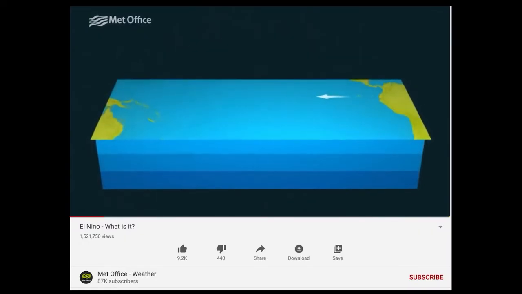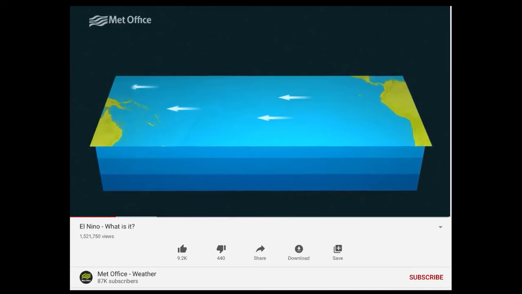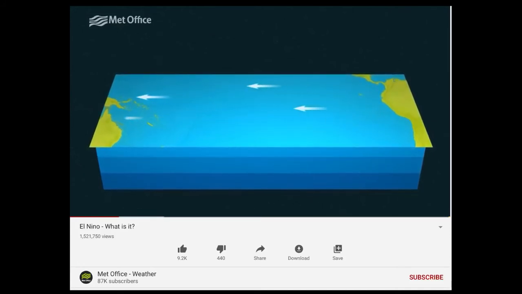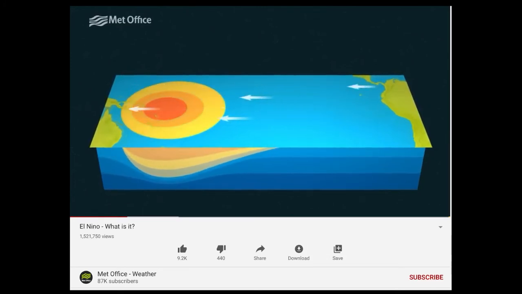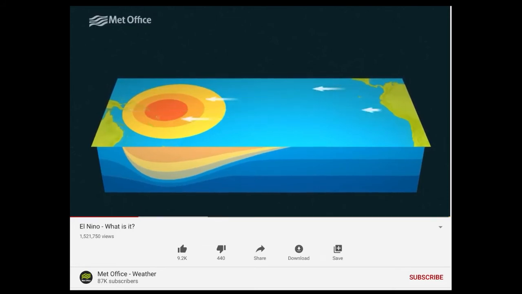But what is El Nino and how does it happen? Firstly, we need to know what's normally happening in the tropical Pacific. This vast stretch of ocean sees consistent winds called trade winds that blow from east to west. These winds push warm water near the surface in their direction of travel, so the warm water piles up on the western side of the ocean around Asia and Australasia.